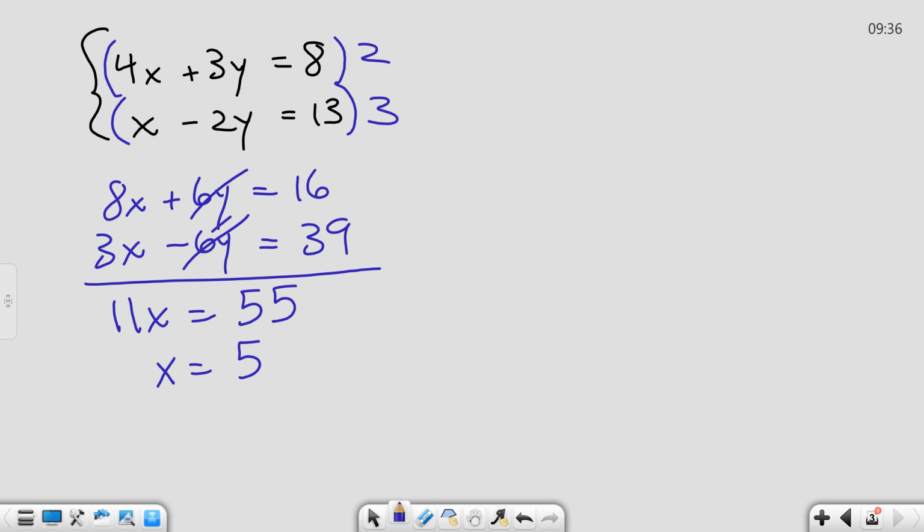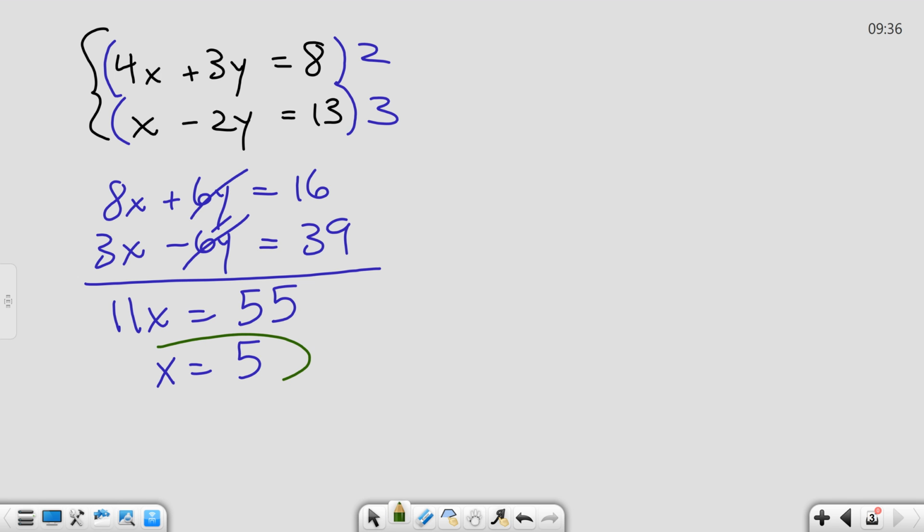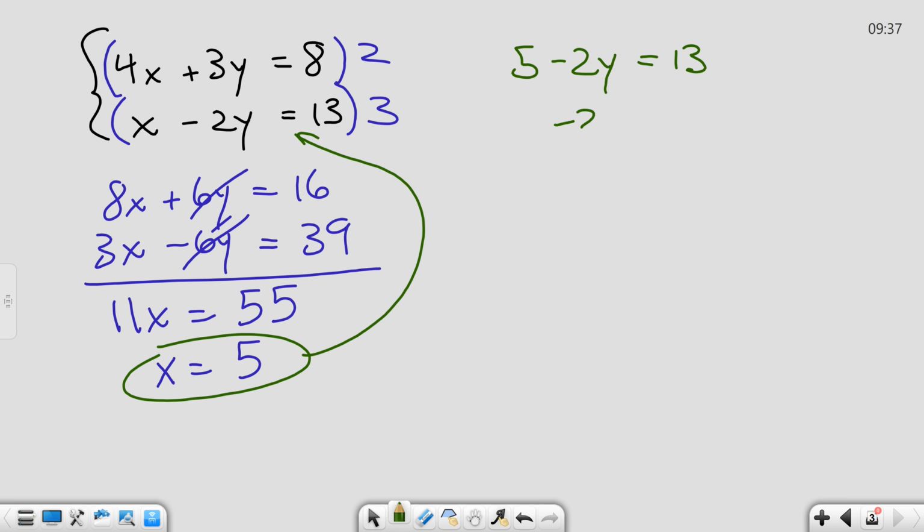Now, where do you want to plug that back in? You've got a whole bunch of different choices. You actually have 4 choices. I'm going to put it into the second equation from the top. Take this, put it in up there. I get 5 minus 2y is equal to 13. Negative 2y is equal to 8. y is equal to negative 4. Therefore, my final answer is 5, negative 4.